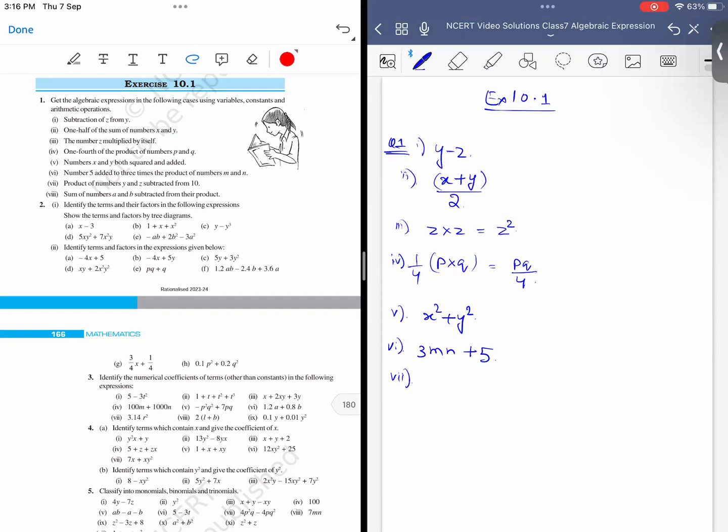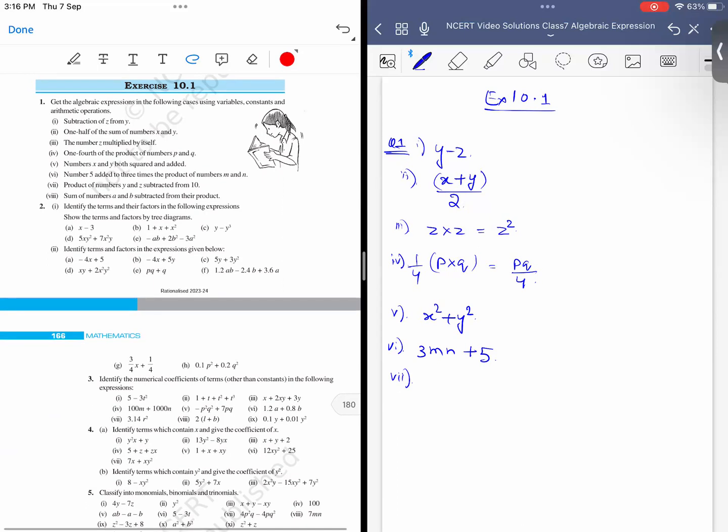Next, 7th. Product of numbers y and z subtracted from 10. So the product of numbers y and z is yz, and it is subtracted from 10. So 10 minus yz.